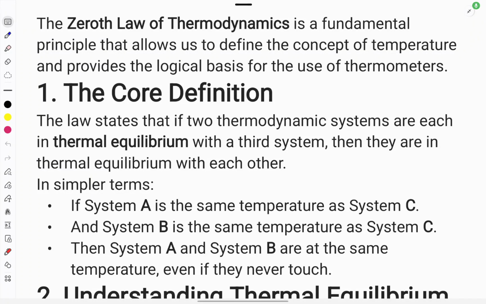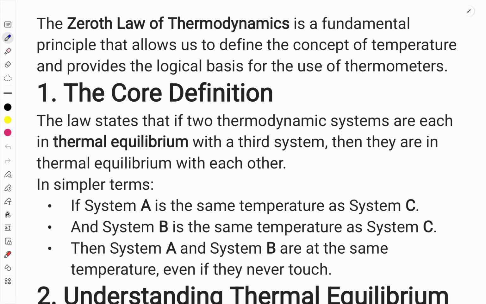Students, today we're going to learn about the zeroth law of thermodynamics. So what does it say? Let's first explain what the zeroth law of thermodynamics says, and then we will go into the history. Why do we call it zeroth law? That's a pretty interesting question, right?